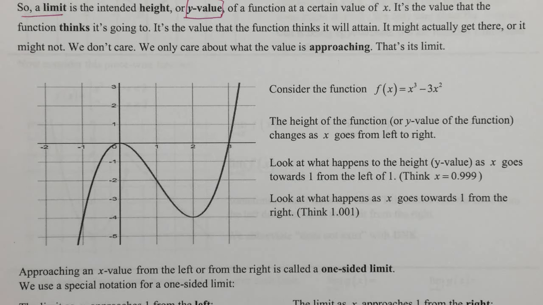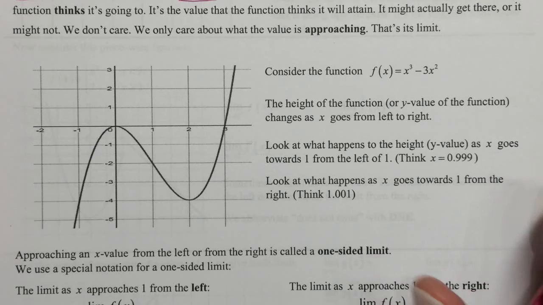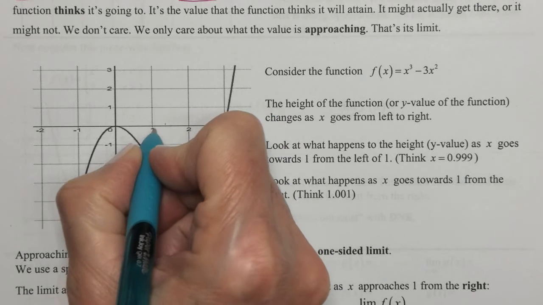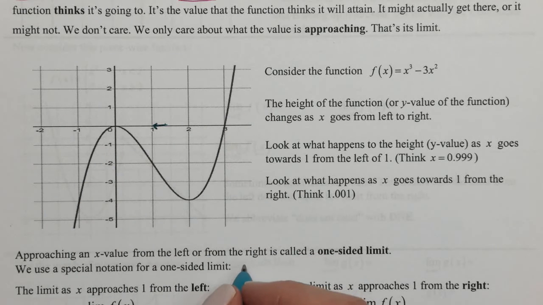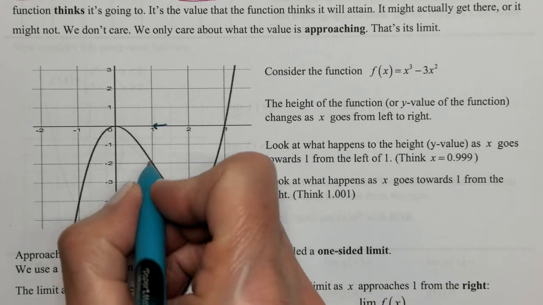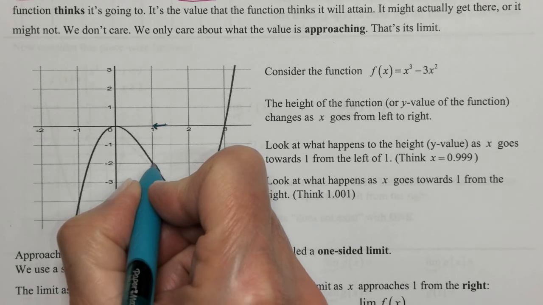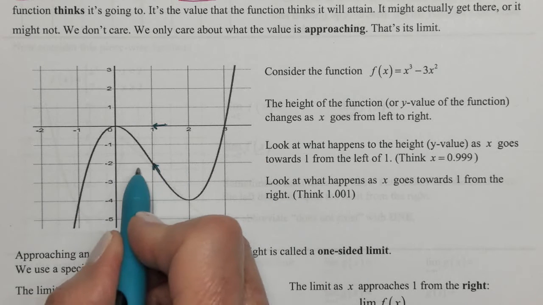Let's take a look at what happens when x goes towards 1 from the right. So here's 1, and we are approaching 1 from the right side. Okay? Know that we don't care what it is exactly at 1. We only care what is happening as we approach 1. And as we approach 1, the function is approaching -2.